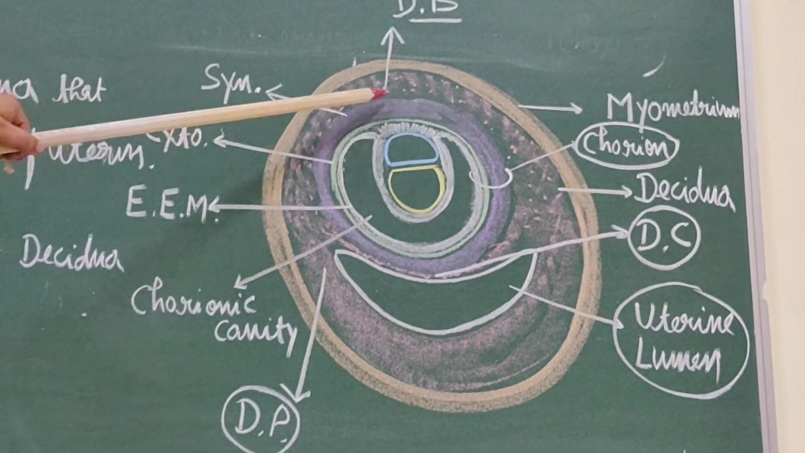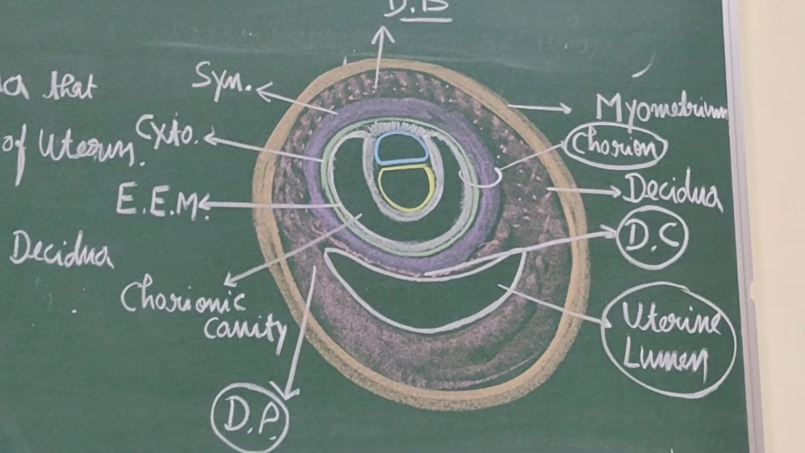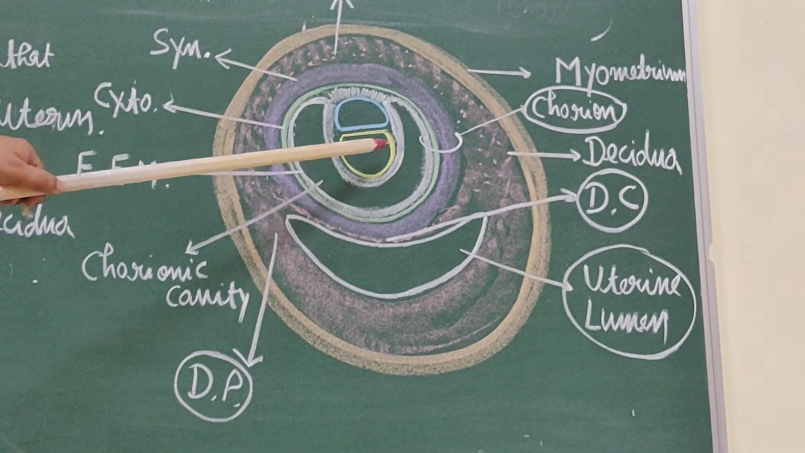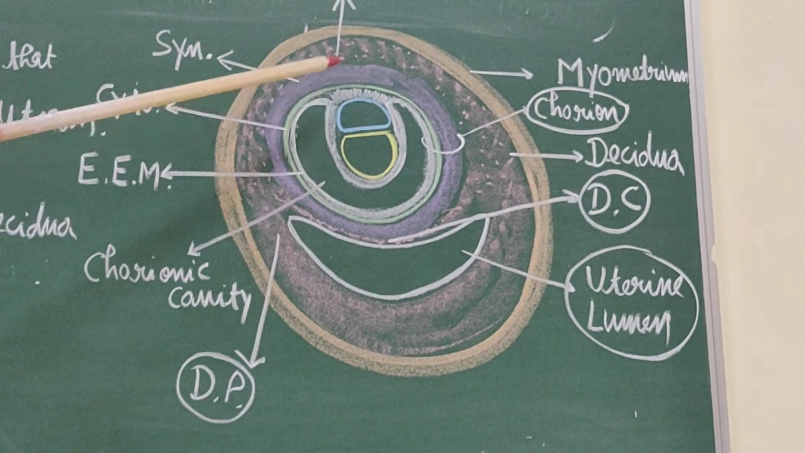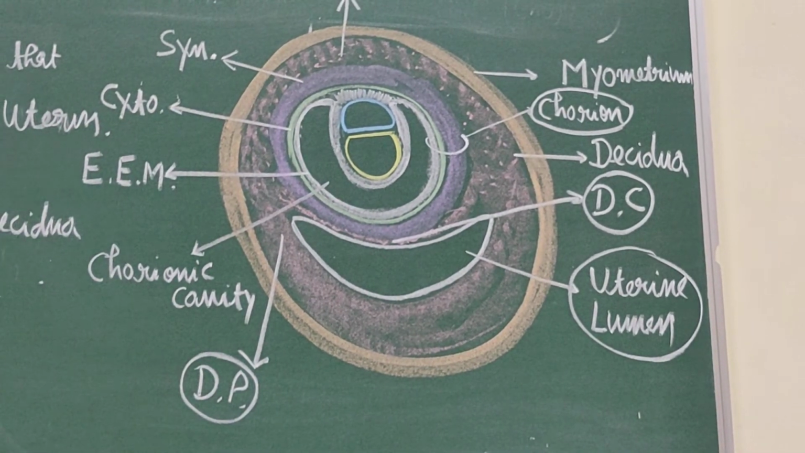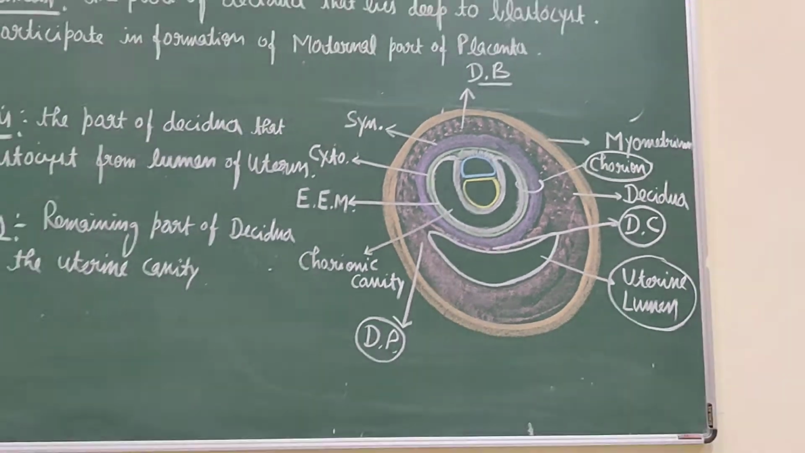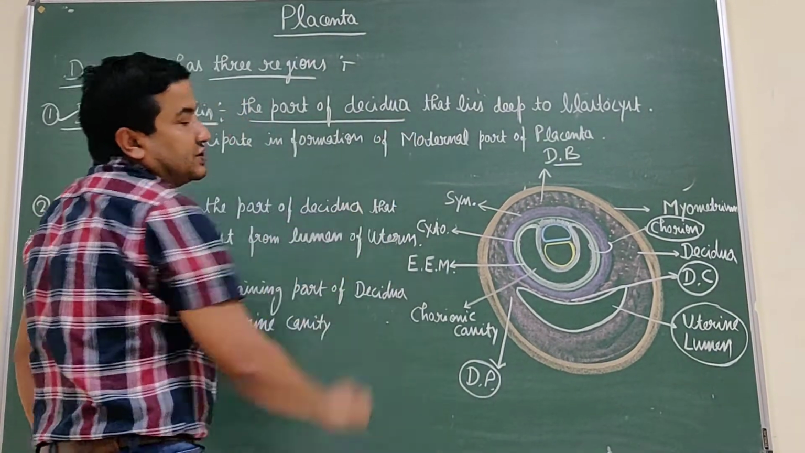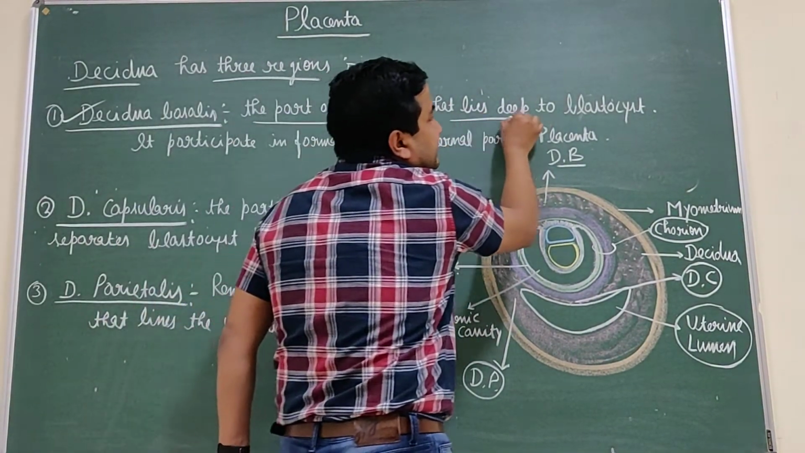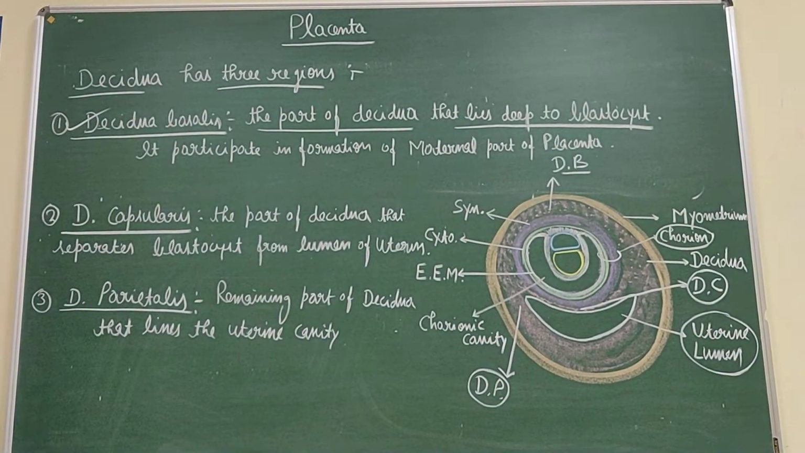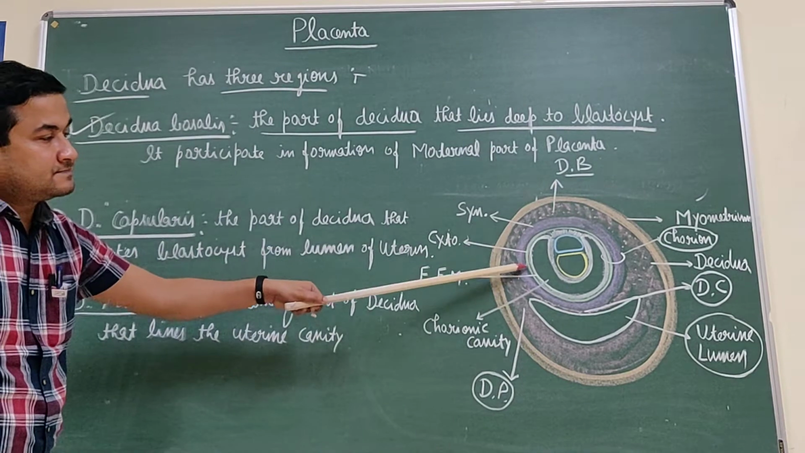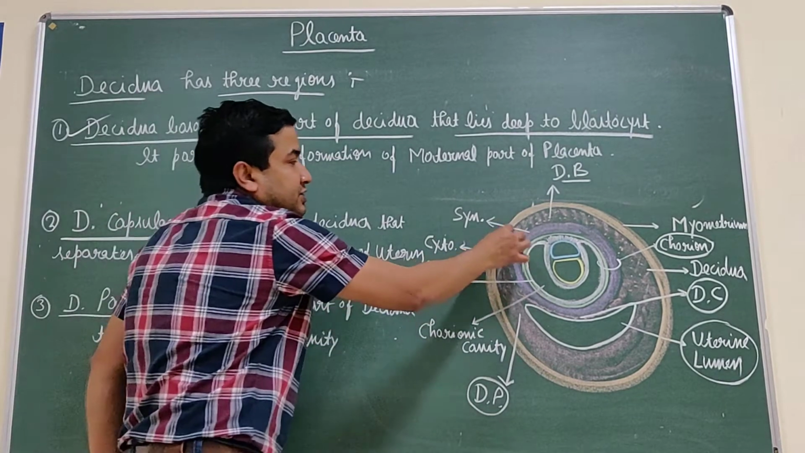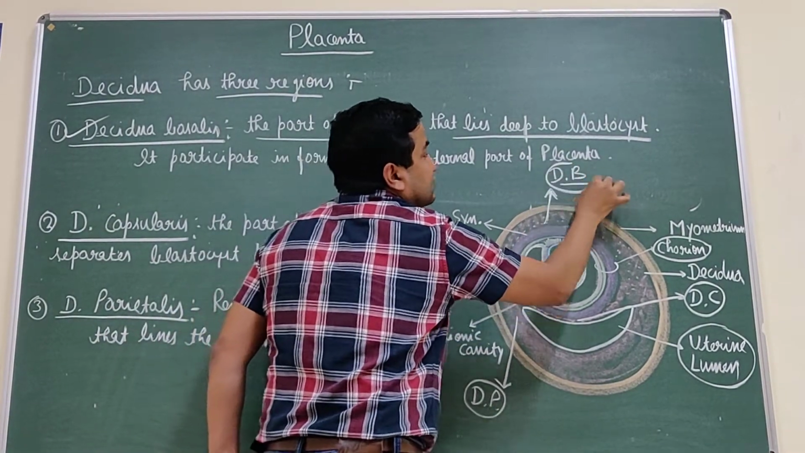Now this structure is the implanted blastocyst. The blastocyst shows the amniotic cavity, yolk sac, chorionic cavity, and connecting stalk. Now first of all, the decidua basalis. The decidua basalis is the part of the decidua that lies deep to the blastocyst. This is the blastocyst, and this is the part of the decidua that lies deep to this blastocyst. So this is the decidua basalis.